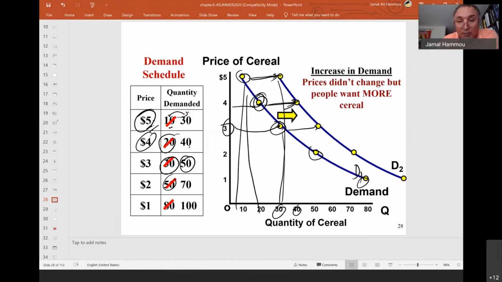Okay, so at the price of 2, people used to buy 50. Now the price stayed the same. We didn't change the price, but you can see how we moved to the right, and then people are buying 70. At the price of 1, people used to buy 80. Now they are buying 100.